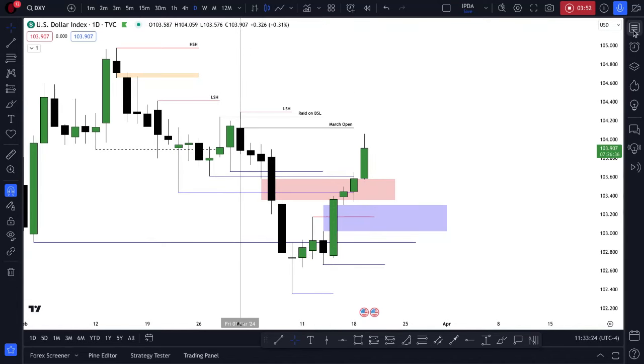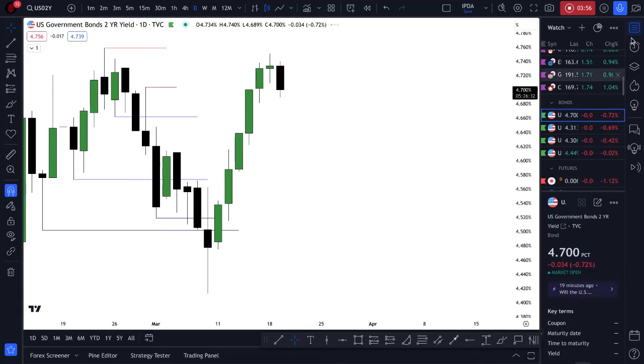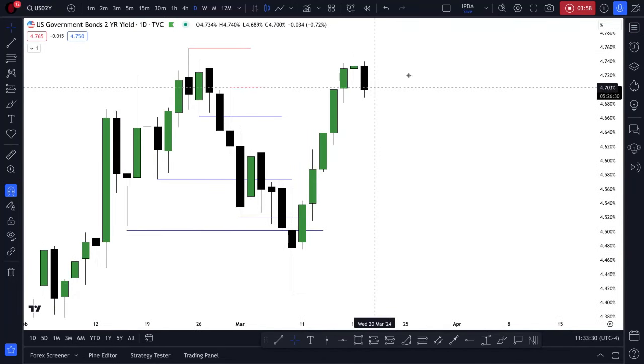If we take a look at our bond yields, there's some sell-off. Not surprised. We would anticipate some type of retracement or a couple down days.